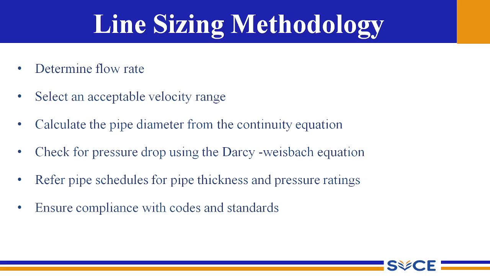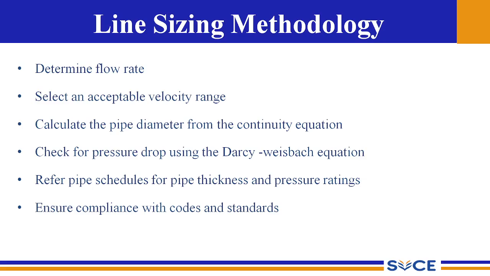Especially, we need to look at the API codes to consider the material specifications, and we need to look at the B31.3 codes for process plant piping to ensure that our calculated line size is in compliance with the codes and standards available for process plant piping.